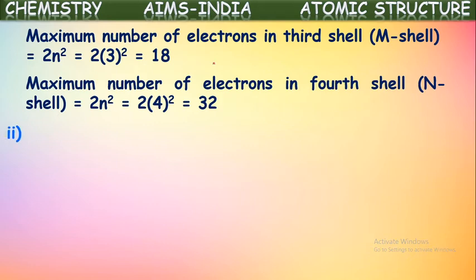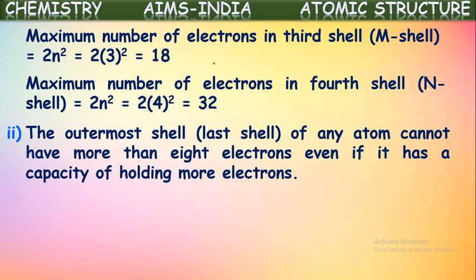Okay. Next point. The outermost shell of any atom cannot have more than 8 electrons, even if it has the capacity of holding more electrons. Yes, we are telling here that according to the formula 2n square, the maximum number of electrons is given. But for any element, the outermost shell can have a maximum of 8 electrons. The last shell of any atom will have a maximum of 8 electrons even though its capacity is more.